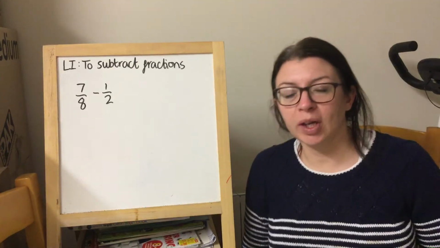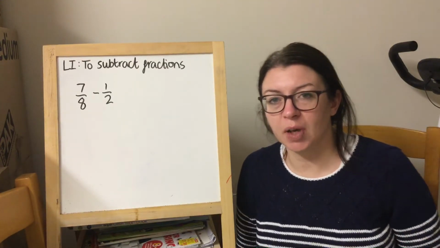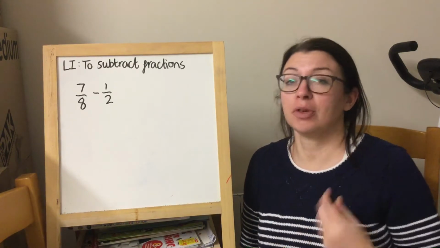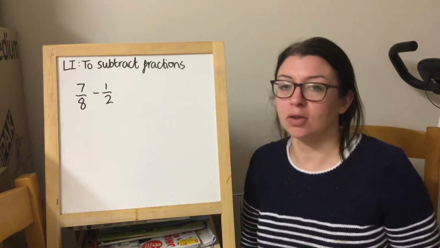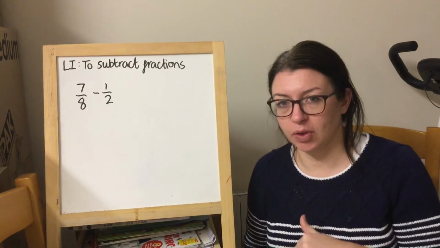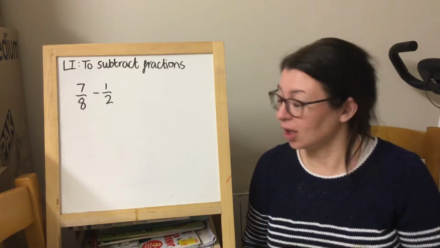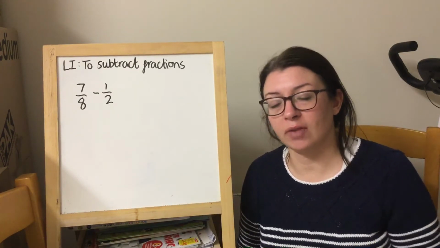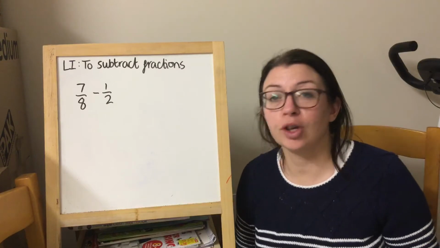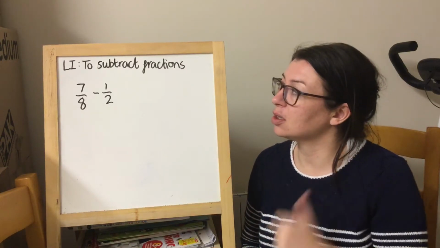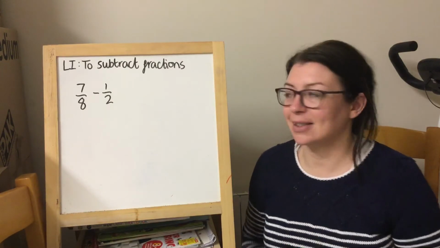Right team, we are leaving addition of fractions behind and moving on to subtraction now. So the same principles apply. We are still going to make our denominators the same. We are still going to be multiplying the top and the bottom by the same number to enable us to do that. So we are applying all that stuff that you've done last week, everything you did yesterday, and all the equivalent fraction work you did a couple of weeks ago to now start subtracting fractions in exactly the same way.